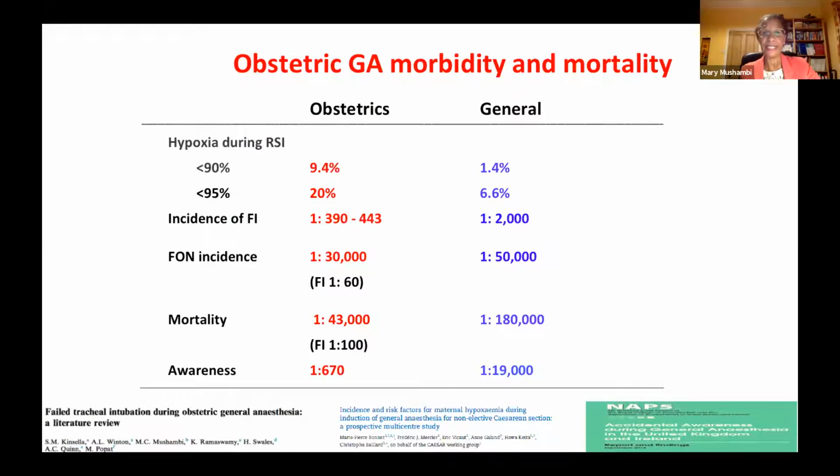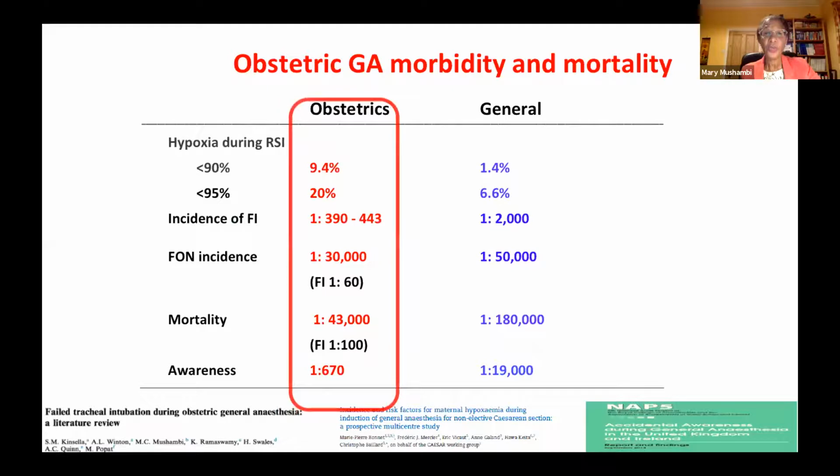and mortality statistics of the obstetric patients, there's no doubt at all that the outcome of the obstetric patient is far worse when compared with the general population. For example, the chance of an obstetric woman becoming hypoxic during rapid sequence induction is about 10%, not a good percentage. We know already that the incidence of failed intubation is high. We also know that the chance of needing a front of neck access in obstetrics is higher, and if you fail to intubate, that chance is 1 in 60. We know that the chance of a pregnant woman dying at an obstetric general anesthetic is higher.